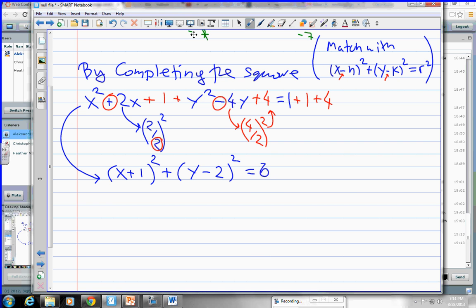So by completing the square, we're able to pack all the variables inside the squares and only have a positive constant on the outside. So now it clearly looks like a circle, does it? What is the center of the circle? Negative 4. And the radius? Square root of 6, right? Okay.